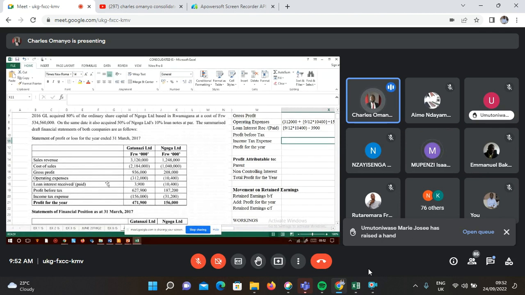So when we come to loan interest received, it is positive because it is an income. Incomes are positive if you check this. But this other side, Ngonga, it is an expense. That is why they've said loan interest received stroke paid. So the 10,400 was what was paid. Then 3,900 is what was received.